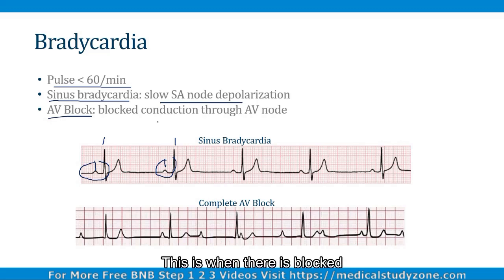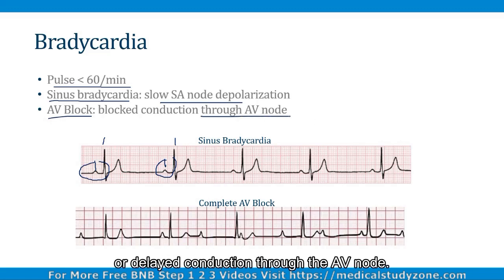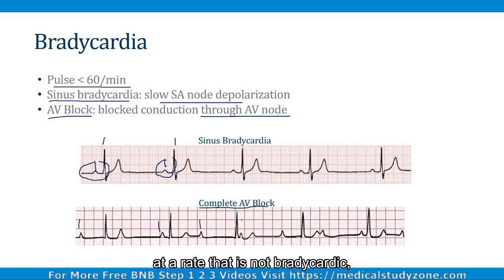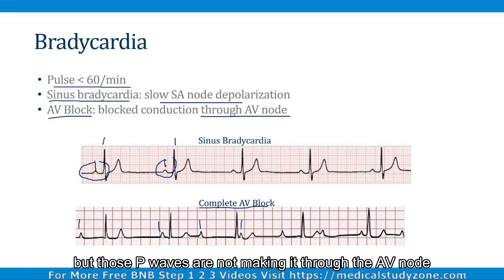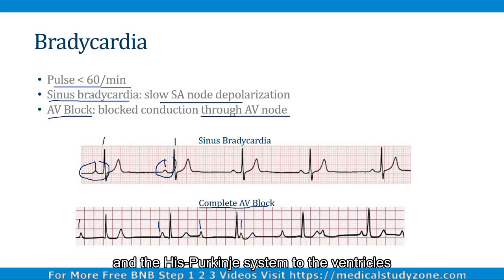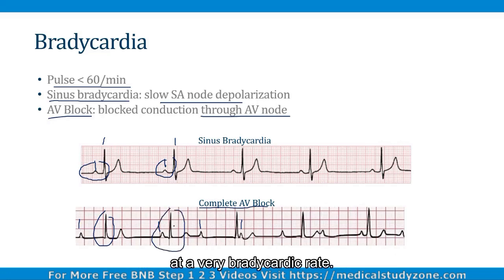The second way you can develop bradycardia is through AV block. This is when there is blocked or delayed conduction through the AV node. So if you look at the ECG tracing at the bottom of the screen, this is an example of complete AV block. There are P waves being generated at a rate that is not bradycardic, but those P waves are not making it through the AV node and the His-Purkinje system to the ventricles to generate ventricular depolarization. Because of that, the ventricles are depolarizing on their own at a much slower rate. So we have QRS complexes being generated at a very bradycardic rate. And we'll talk about both sinus bradycardia and complete heart block in this video.